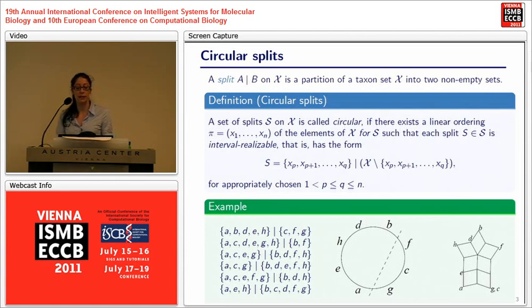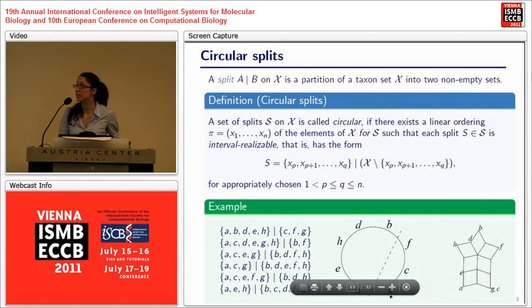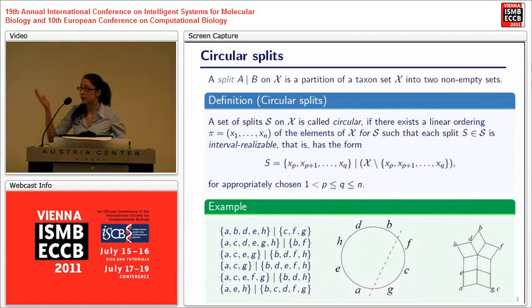So a set of splits is called circular if you can put all the taxa on a circle, and then each split is just an interval on this ordering. We normally call this ordering a circular ordering of the taxa, and in this case I just drew the line for the first split. So this is the first split, just this line. And these are really nice splits because they give you a planar graph.